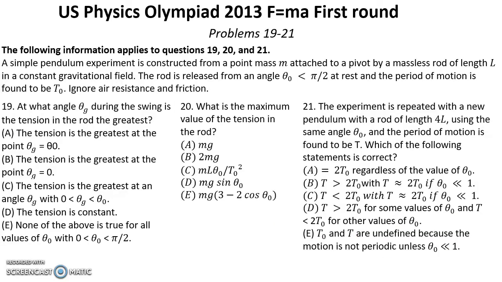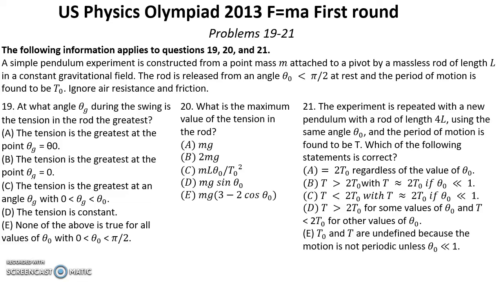Problems 19 to 21. The following information applies to questions 19, 20, and 21. A simple pendulum experiment is constructed from a point mass M attached to a pivot by a massless rod of length L in a constant gravitational field. The rod is released from an angle θ0 less than pi over 2 at rest, and the period of motion is found to be t0. Ignore air resistance and friction.